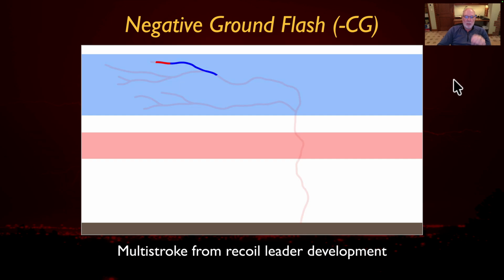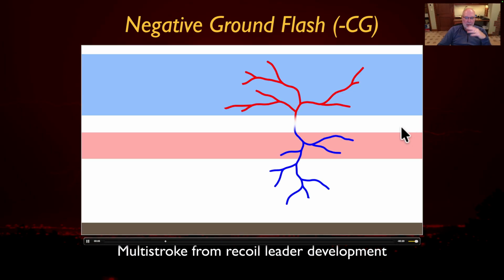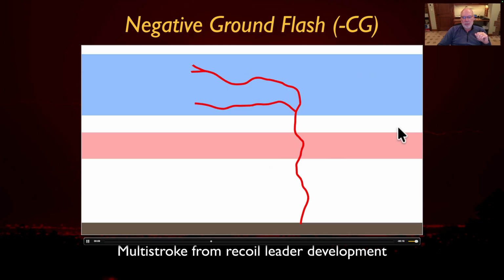In the case of a multi-stroke flash, you have a return stroke, everything decays, and you don't see any luminosity to the ground any longer. But then there's a subsequent return stroke. The leader comes down, causes another return stroke. That is caused by a recoil leader that becomes what we call a dart leader and touches the ground.